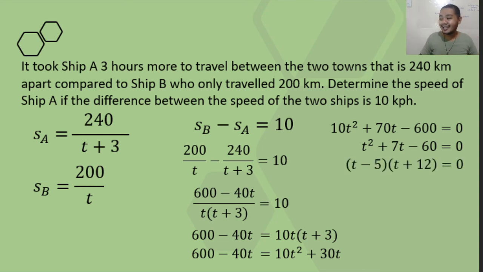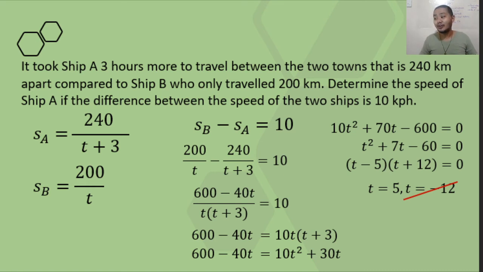Okay? So, in that case, that would be the quantity of t minus 5 times the quantity of t plus 12 is equal to 0. Then, solving for the value of t, we will get 5 and negative 12. So, yung t dito, this is time. And we can already cancel out yung negative 12. Sir Ben, bakit? Kasi wala namang oras na negative.